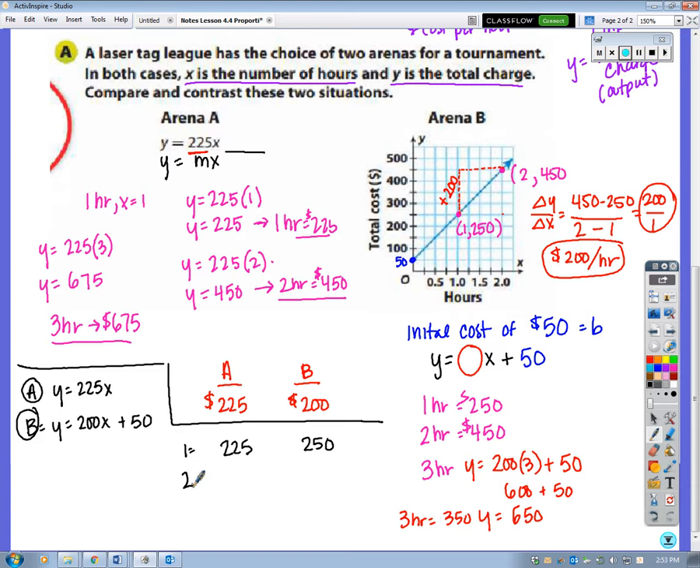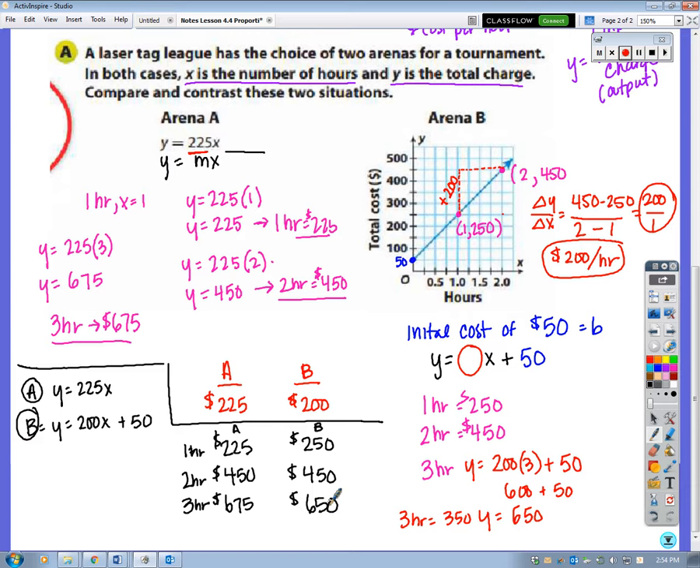At 2 hours, A is going to cost $450, right? I've got that information here. And B is going to cost $450. Forgot my symbols and units here. And then at 3 hours, A is going to cost $675. And B is going to cost $650.